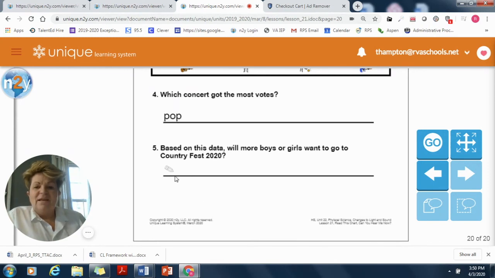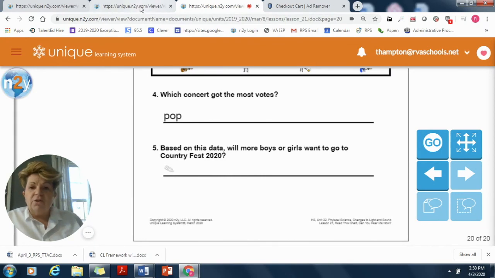Okay? All right, and here is our last question for today. Based on this data, and remember, data is a fancy word for information and numbers, will more boys or more girls want to go to a country fest 2020? So a country fest is like a great big celebration of a particular type of music. It might be country or pop or rock or classical. But here the question is country.